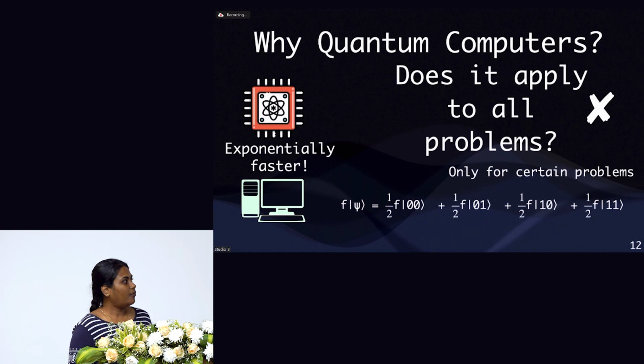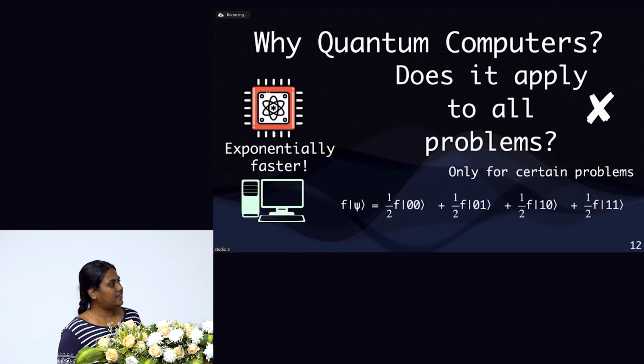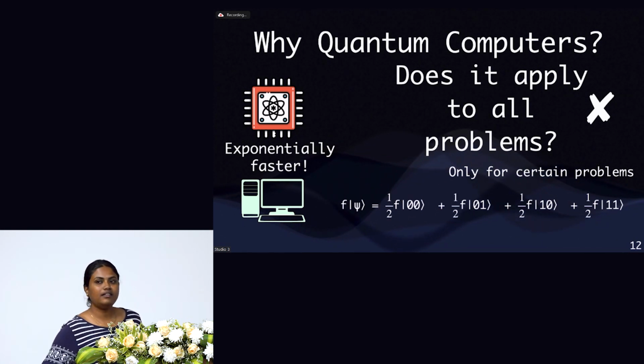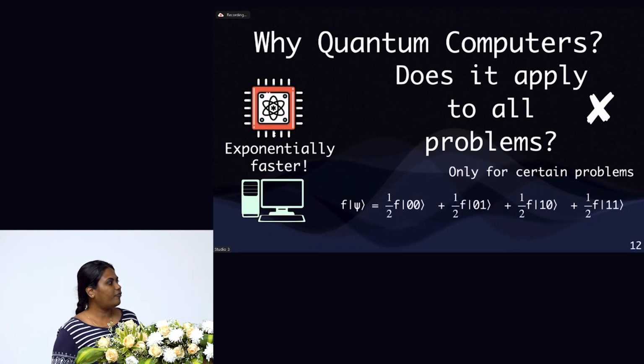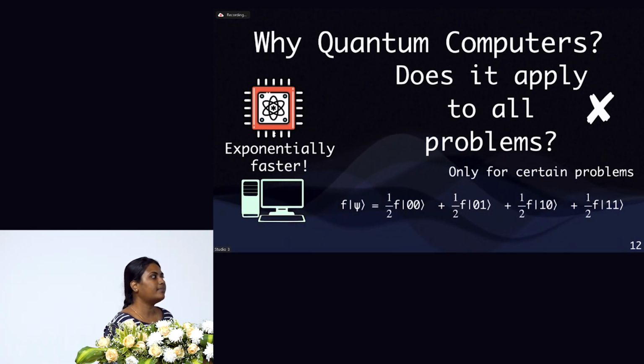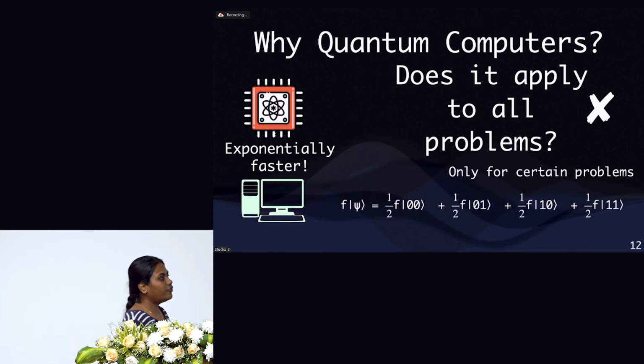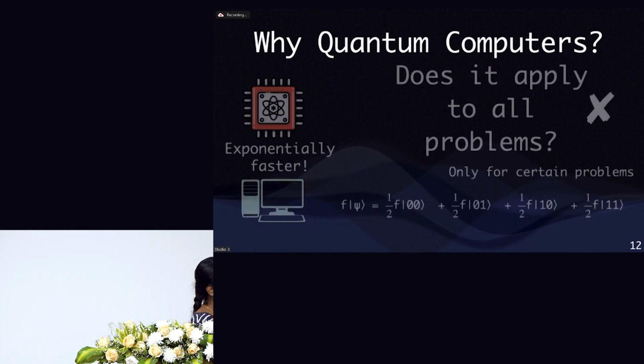The kind of problems it involves is, I have to make sure that my f of 0,0 or 0,1 etc. are zeros for all the f's except for one particular f. Let us say f of 1,1 alone is 1, and the rest of the f's are 0. For such kinds of functions, if I use a quantum computer, then I get the output easily, right. So only for certain kinds of problems can we use this.